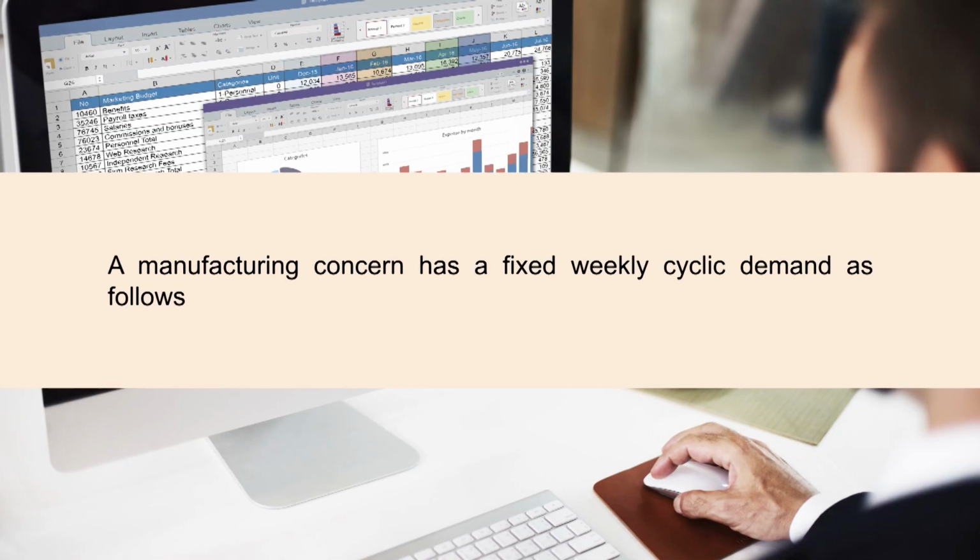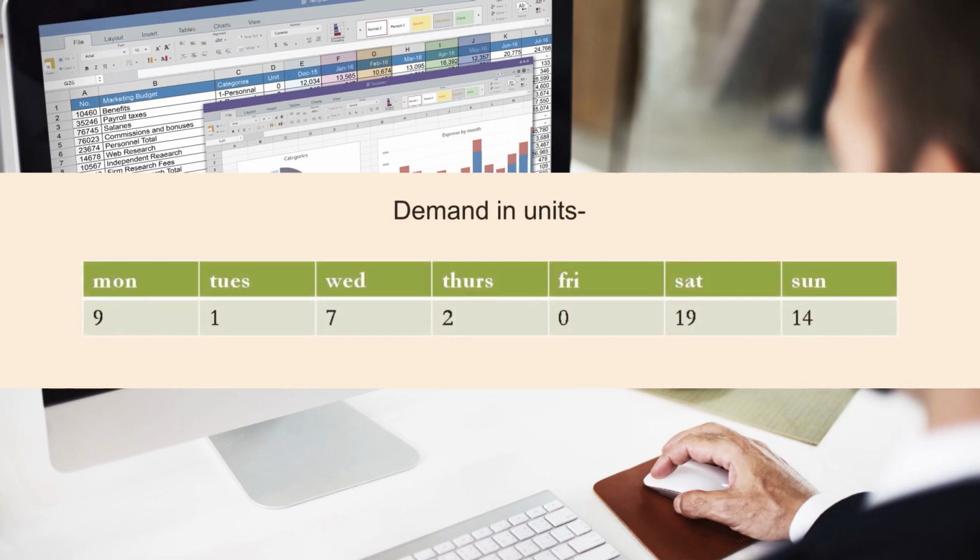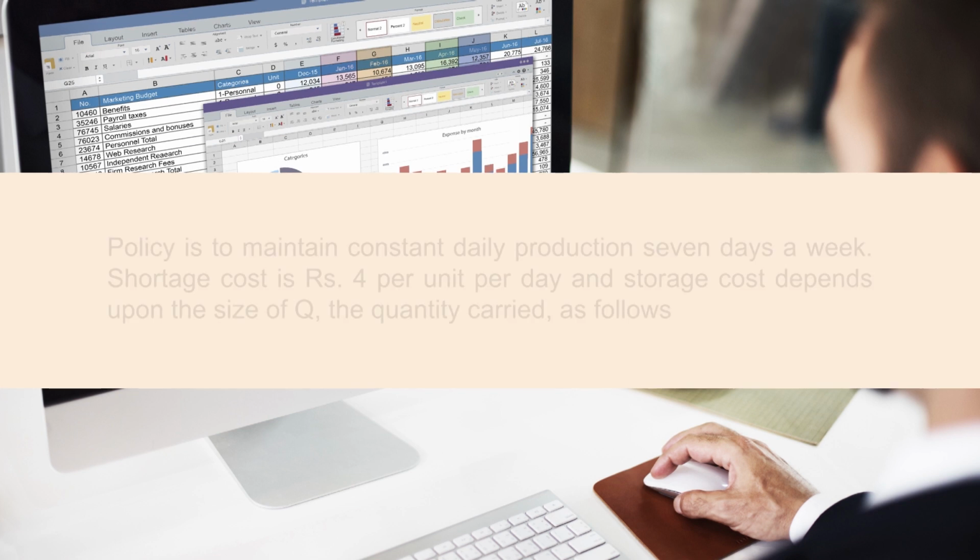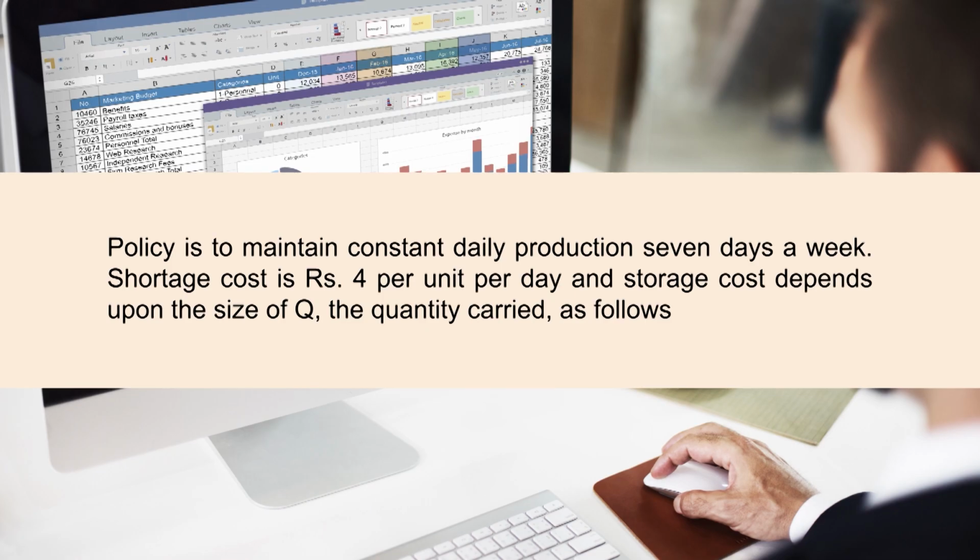A manufacturing concern has a fixed weekly cycle of demand in units. Suppose Monday we have 9 units, Tuesday 1, Wednesday 7, Thursday 2, Friday 0, Saturday 19 and Sunday 14. Policy is to maintain constant daily production over several weeks. Shortage cost is 4 rupees per unit per day, and storage cost depends on the size of the quantity. What quantity? The order quantity. Q means the order quantity.